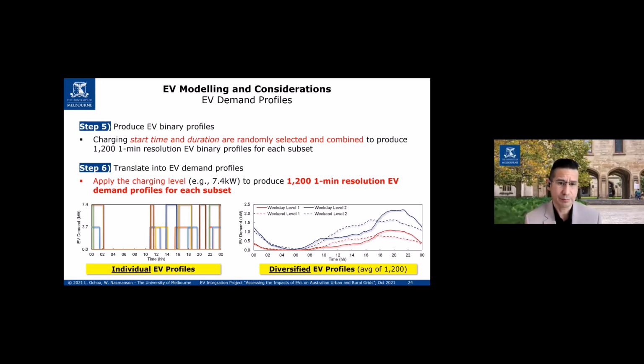Now, the first profiles that we create are binaries, this on and off. Then we multiply that by the corresponding charging level, we apply the charging level, and suddenly we have many, many 1-minute resolution profiles for the different subsets: weekdays, weekends, level 1 and level 2. On the left here in the graph, you can see how these profiles work. You have in different colors different profiles, of level 2 up to 7.4 kilowatts, and level 1, 3.7, and how they are on and off during different times of the day. And these are the profiles that we're going to use then to run our power flow analysis.